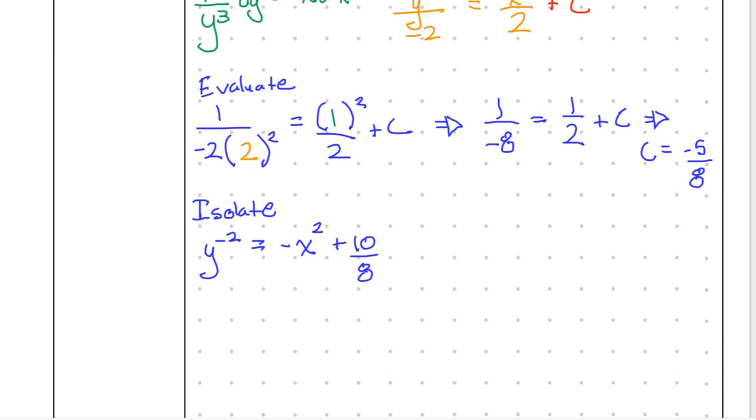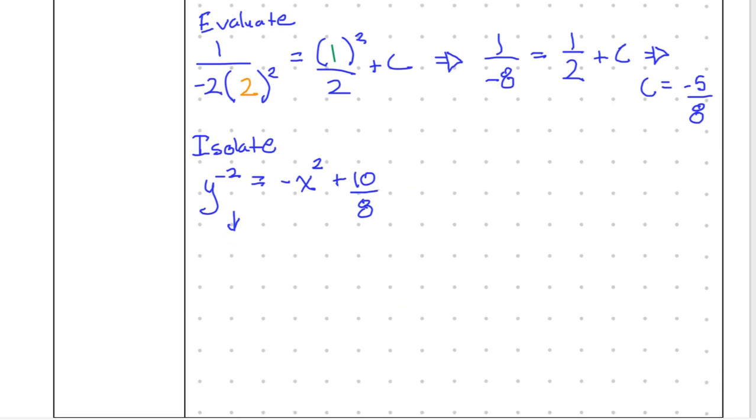Yep. All right, so I'm going to rewrite this equation. I'm just going to go down here because I think we're going to come back up once we run out of room. So y to the negative 2 is the same thing as 1 over y squared. So 1 over y squared is equal to negative x squared plus 5 over 4. I just simplified the fraction and rewrote this without a negative power.